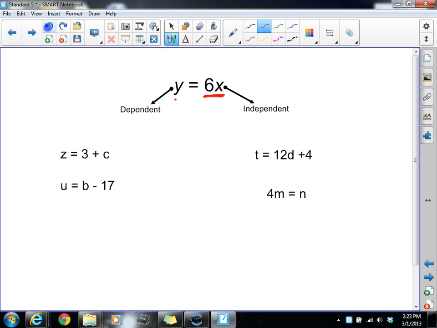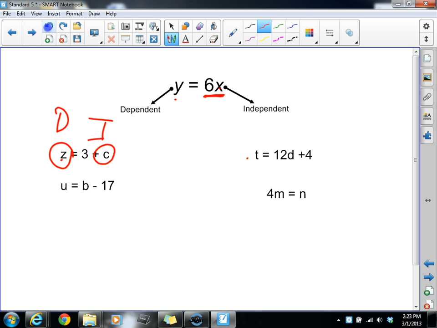So, the nice thing is, the standard basically says that you just have to be able to identify a dependent and independent variable. They are actually pretty easy to find. I put a couple examples up on the board here. This first one, z equals 3 plus c. In this case, z depends on what c equals. So c would be the independent variable, and z would be the dependent variable, because I have to know what c is before I can find what z is.